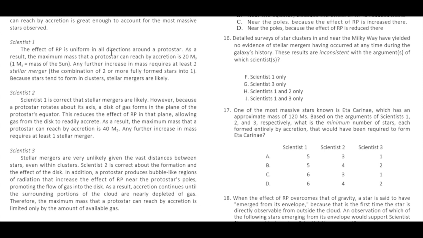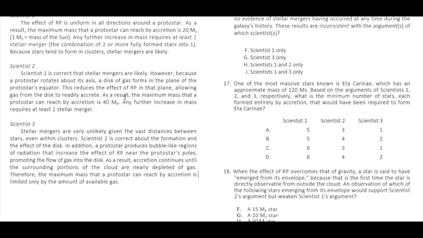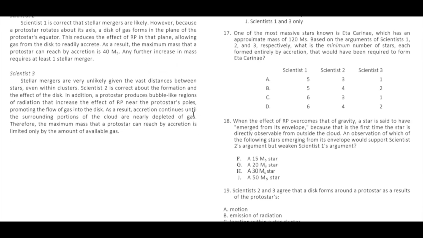Scientist 1 says, the maximum mass that a protostar can reach by accretion is 20 solar masses, and of course the solar mass is equal to the mass of the Sun, so it seems Scientist 1 supports the idea that the Sun could be produced by accretion. Let's see what Scientist 2 says. The maximum mass that a protostar can reach by accretion is 40 solar masses, again well within the realm of the Sun, which is just one solar mass.